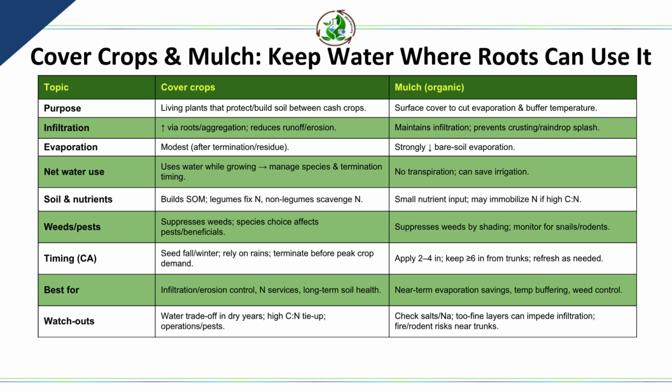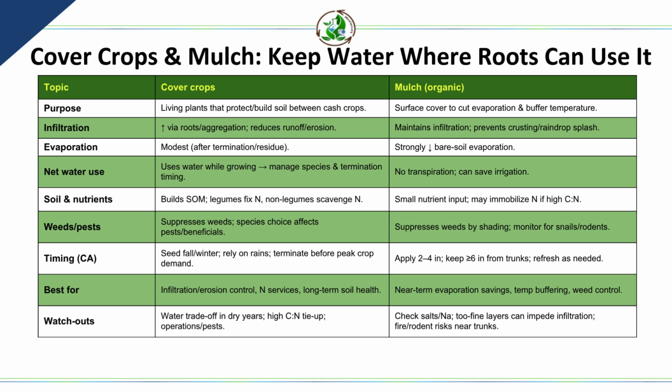Next, let's explore how cover crops and mulch help keep water available for plant roots. First, cover crops are living plants that grow between main cash crops. They protect and build soil, improve structure, and help water infiltrate by creating root channels and improving soil aggregation. They also reduce runoff and erosion.